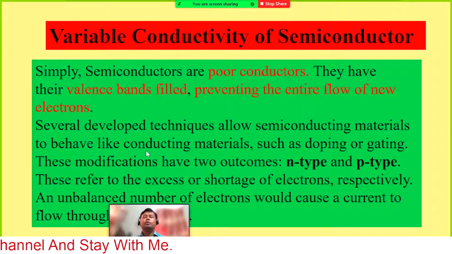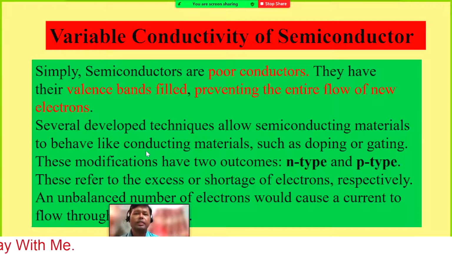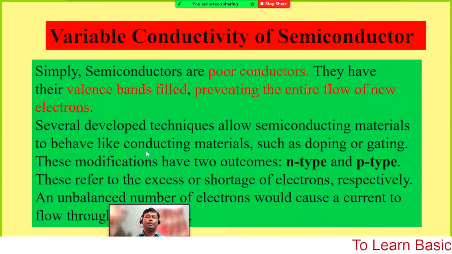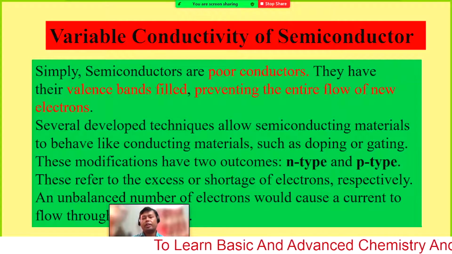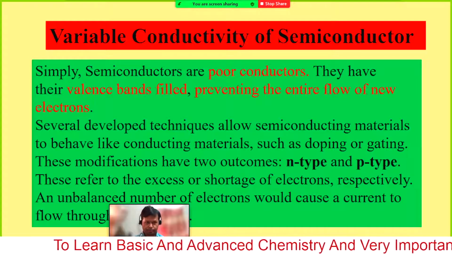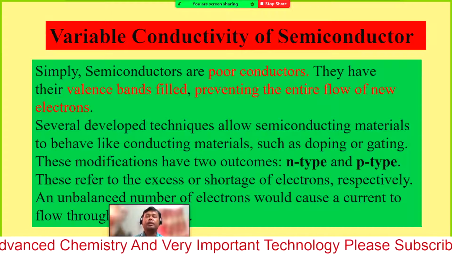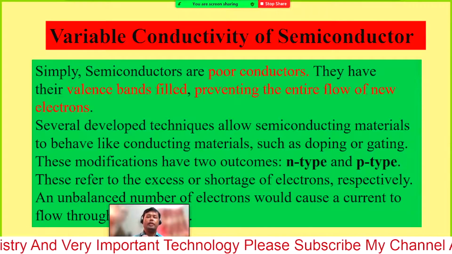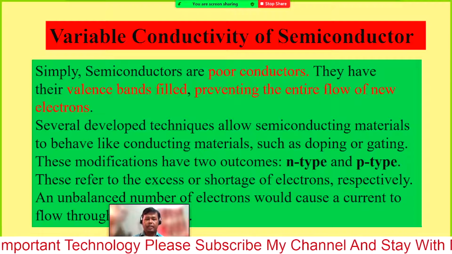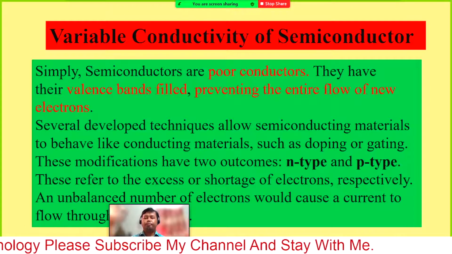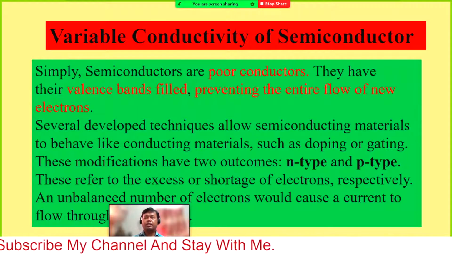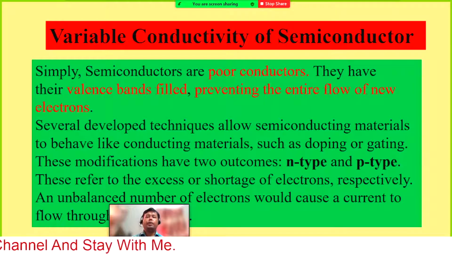Now I will show you in general the variable conductivity of a semiconductor. Normally at room temperature, a pure semiconductor is a poor conductor. Poor does not mean they do not have money or something like that. Sometimes we use poor to mean they do not have a certain property. So simply, semiconductors are poor conductors. They have their valence band filled, preventing the flow of new electrons.